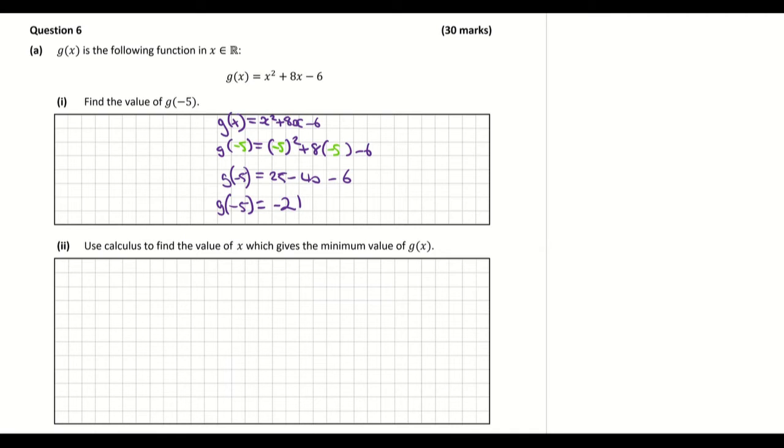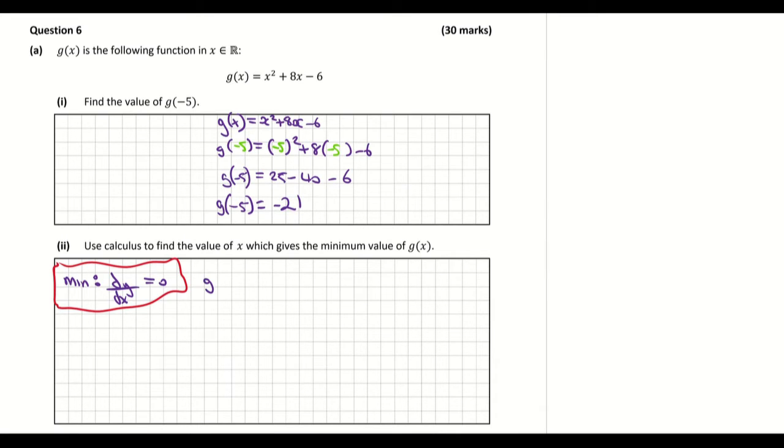So your minimum value is when your derivative, or dy dx, is equal to 0. So that's your turning point, basically, your minimum turning point, which we looked at in a previous question. So that's just your little note there to have handy.